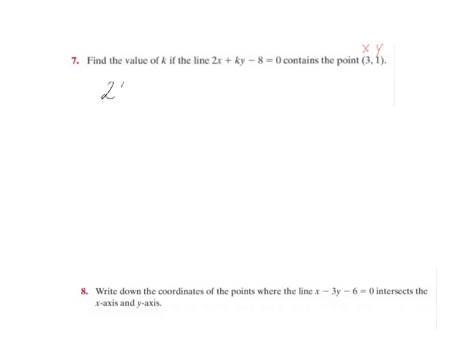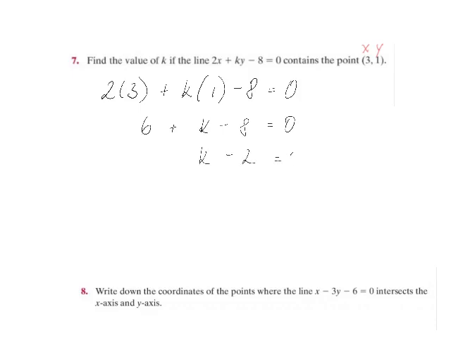So 2 times 3 plus k times 1 minus 8 equals 0. And now we just calculate k. So 6 plus k minus 8 equals 0. So that would be k minus 2 equals 0 and k equals 2. Very easy.